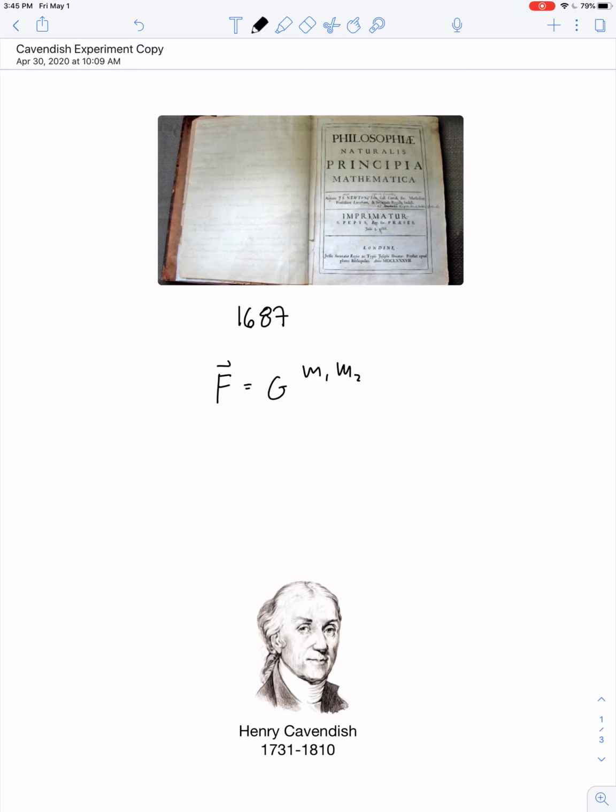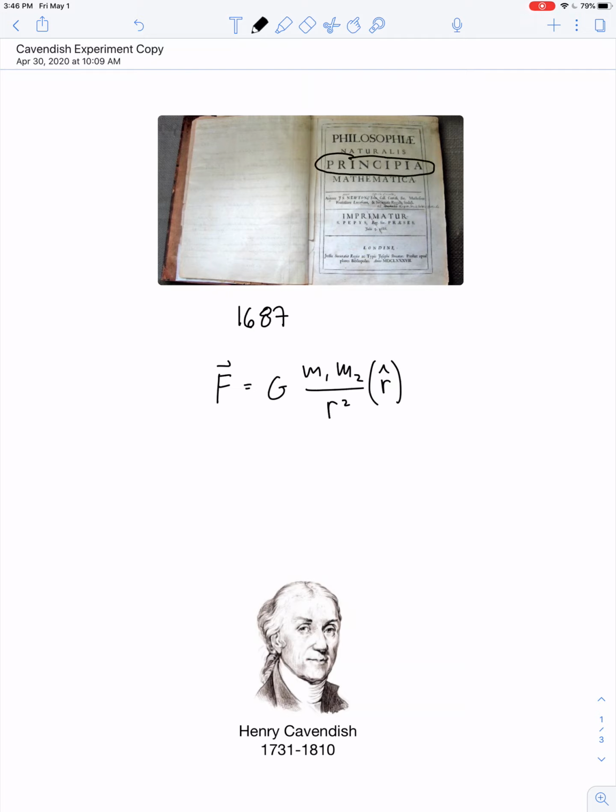mass of one object times the mass of a second object divided by the distance between the two squared, and to make the right side of the equation a vector quantity, as long as we multiply by a vector with a magnitude of 1, so this unit vector we call r hat, then both sides of the equation represent vector quantities. Now, I don't know exactly what the formula looks like in the Principia. I haven't seen that in a long time.